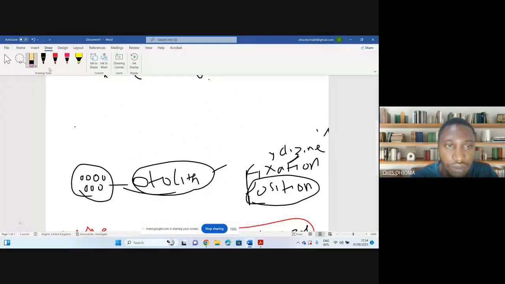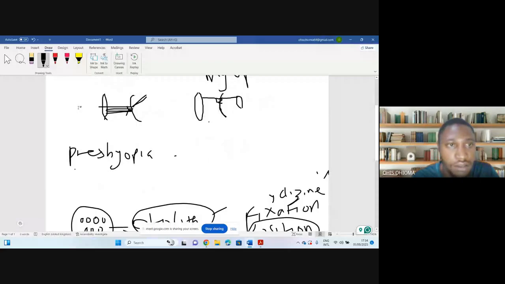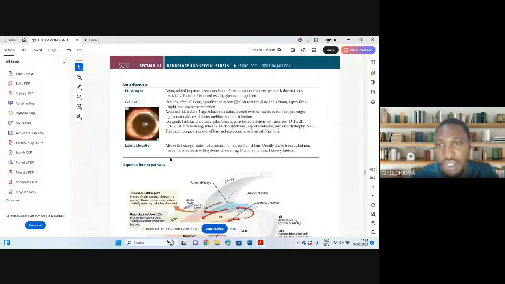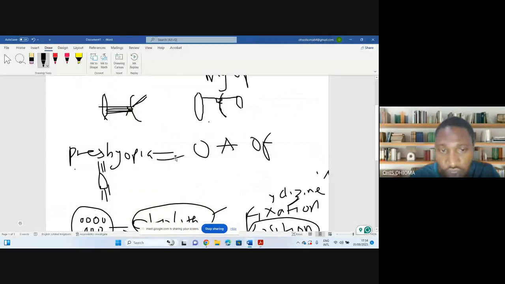So presbyopia. I call it the osteoarthritis of the eye, right? So basically, it's just age-related degeneration of the lenses, right? The lenses are weak. The suspensory ligaments are also weak. So the patient's vision is greatly affected. What happens here is age-related impaired accommodation. So basically the lens is weak, so it can't do its basic function of accommodating light, which is one of the major functions that the lens is supposed to do. So I usually call it the osteoarthritis of the eye. That's how I call it basically.